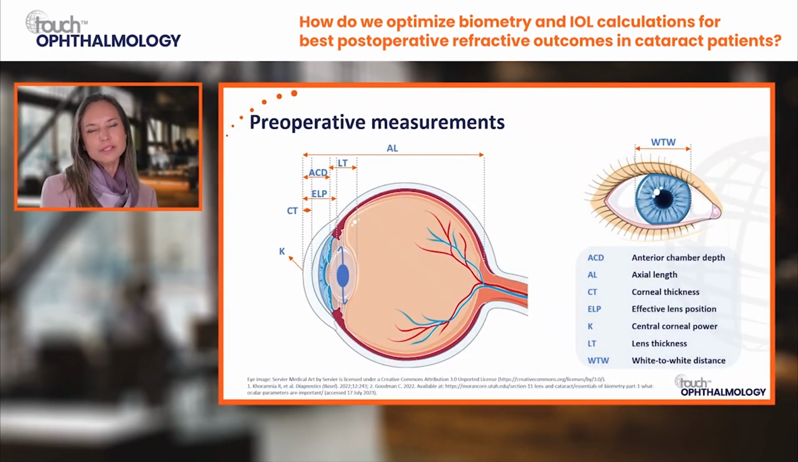So if you remember the older generation formulas or regression formulas, the SRK formula, we used to look only at K readings, corneal power, axial length, and A constant. But now with newer generation formulas, there's a lot of other metrics and parameters that we need to take into account. For example, white-to-white measurements. We now are looking at corneal thickness, anterior chamber depth, lens thickness, of course, our axial length and K readings. And then in most formulas, we're actually still estimating the effective lens position.